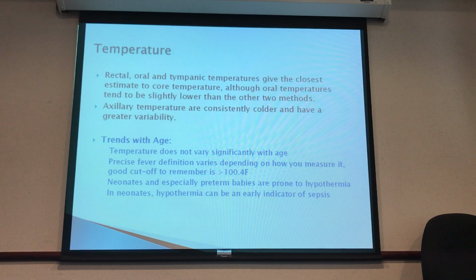Where it matters more is in our very young infants, where we might do a sepsis workup if the temperature is over 100.4. And then again in neonates and especially our preterm babies, they're prone to hypothermia. In those babies, we look at hypothermia not just in terms of environmental factors, but as a possible early indicator of sepsis. So sometimes those babies can come through the ED with a core temp of like 95, and we do worry about that as well.